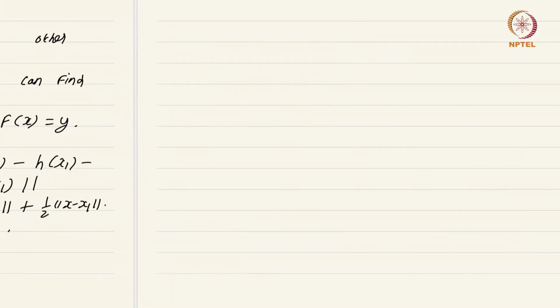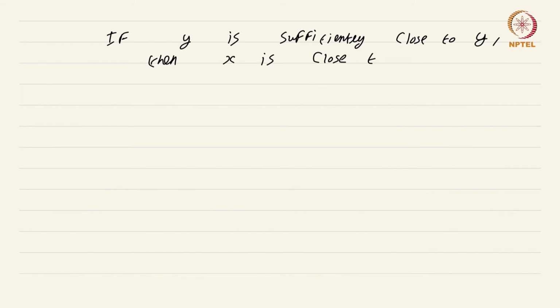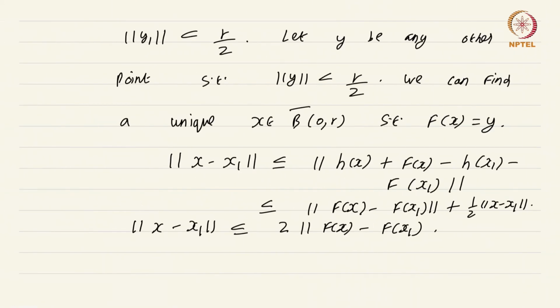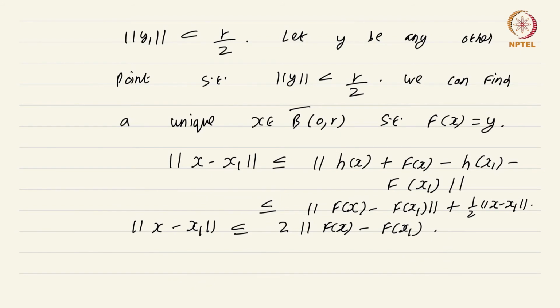This shows that if y is sufficiently close to y1, then x is close to x1, because norm x minus x1 is less than or equal to twice norm f of x minus f of x1. This shows G is continuous. Right? The previous inequality actually shows that G is continuous. G, remember, was the inverse of f restricted to V. Okay, excellent.